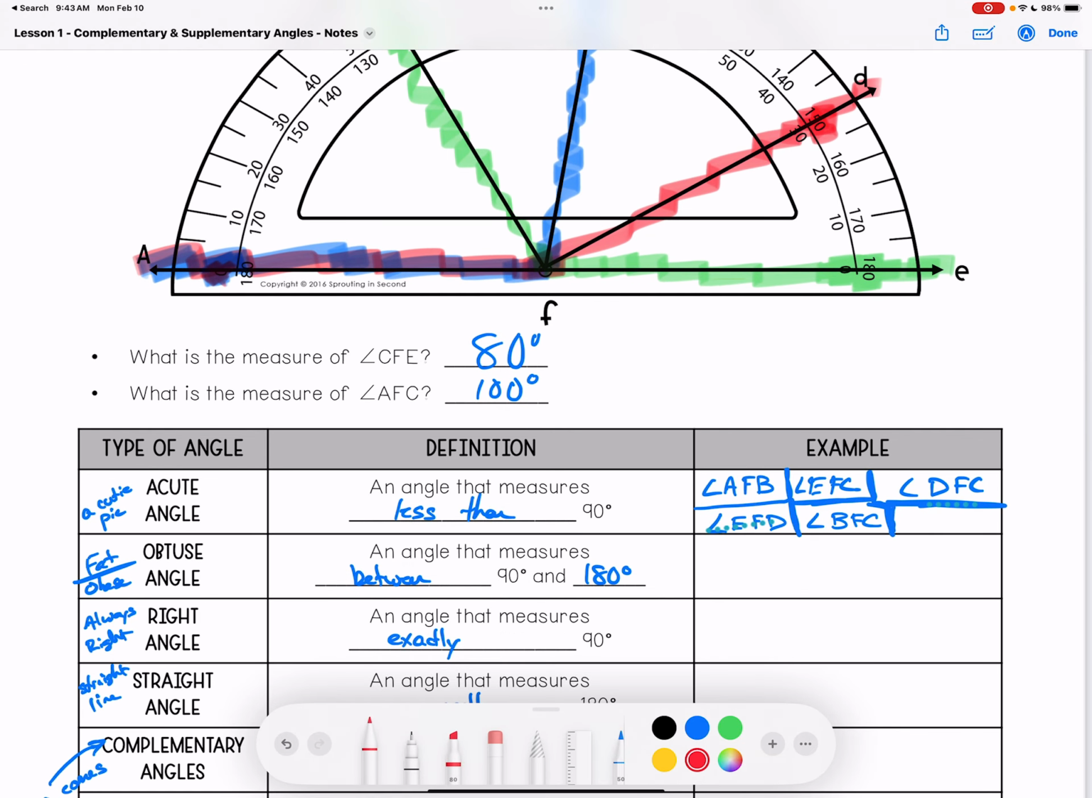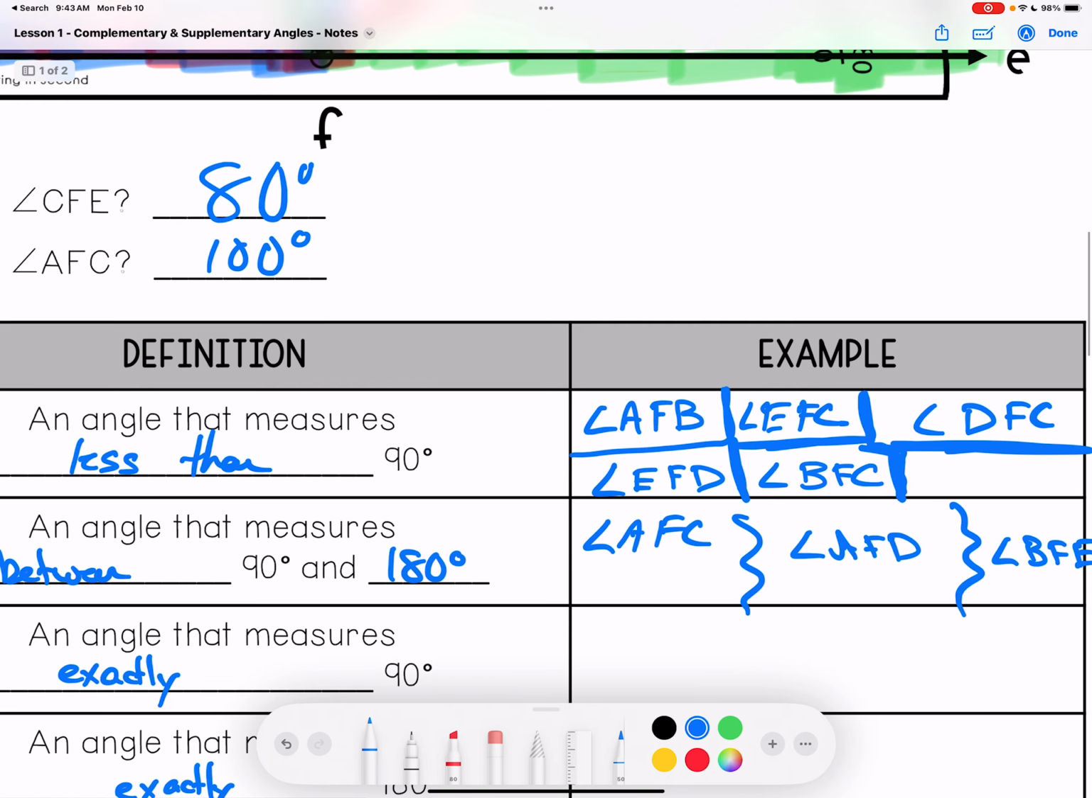All right, so they were AFC, AFD, and the last one was BFE. Again, you could have wrote CFA if you wanted to. You could have wrote DFA, but you didn't have to, but you could have. So if you wrote it the other way, that was fine also.